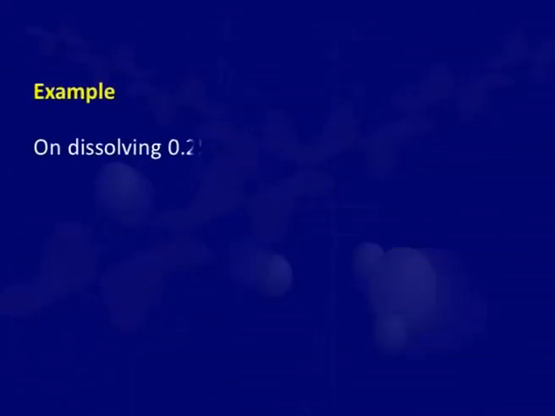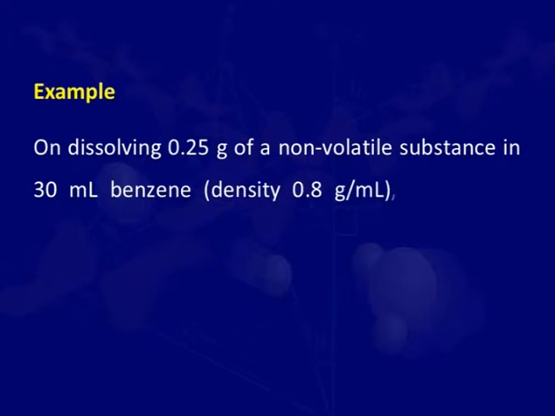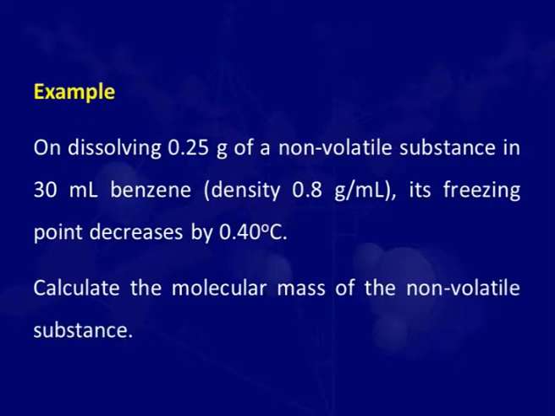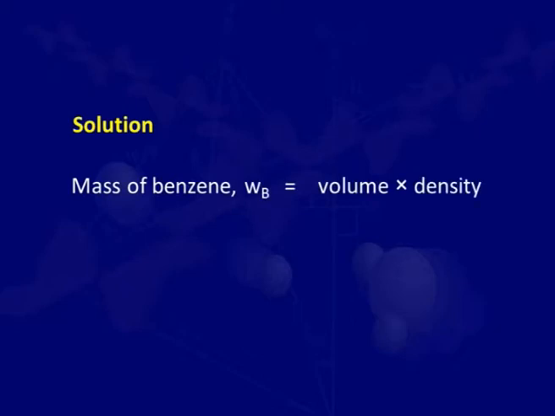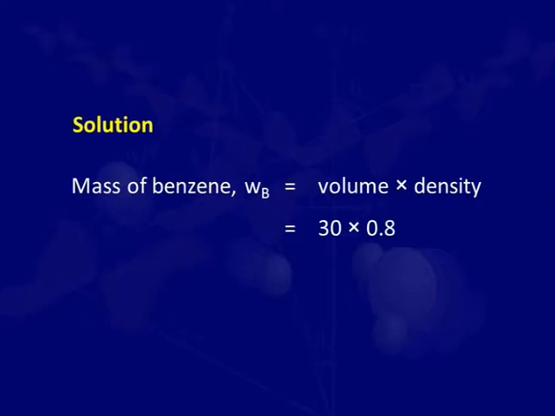On dissolving 0.25 grams of a non-volatile substance in 30 ml benzene, where the density of benzene is given as 0.8 grams per ml, the freezing point of the solution decreases by 0.40 degrees Celsius. Calculate the molecular mass of the non-volatile substance. Kf for benzene is given as 5.12 Kelvin kg per mole. Now weight of solvent will be equal to volume into density. As density and volume both are given, we can calculate the weight of benzene, which is equal to 30 into 0.8, equal to 24 grams.